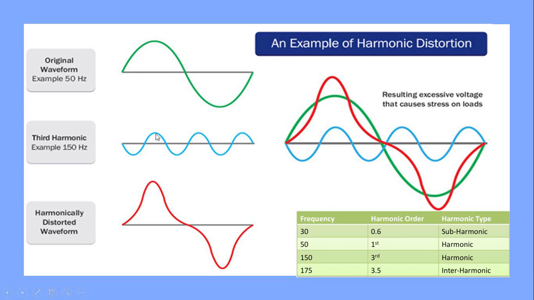If in a half cycle it has 5 portions, then it becomes the fifth harmonic. When this third harmonic is combined with the main signal, it becomes like this, and this signal goes to our load.